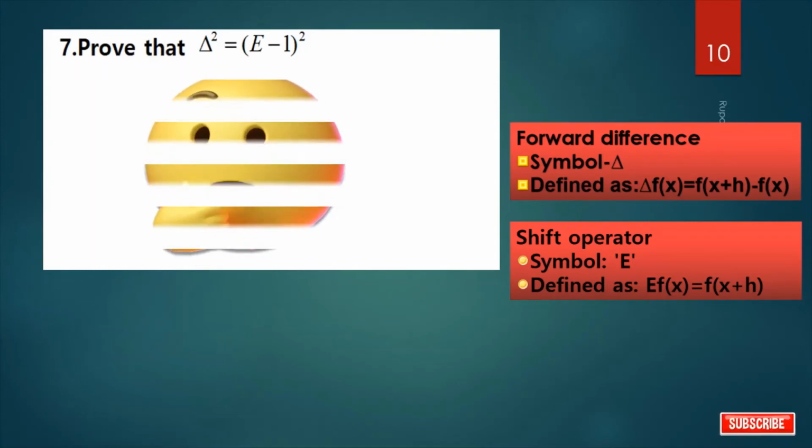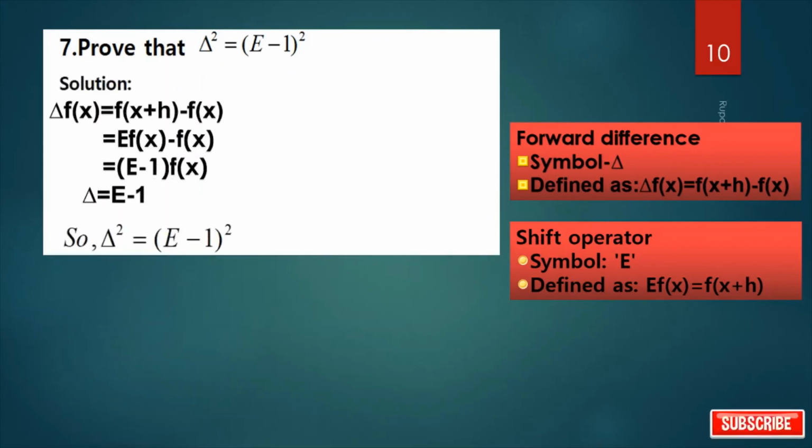Now the solution is, see, delta fx equals f(x plus h) minus fx, and f(x plus h) means it is e fx. So it is e fx minus fx. So it is (e minus 1) fx. So delta equals e minus 1. So delta square equals (e minus 1) whole square.